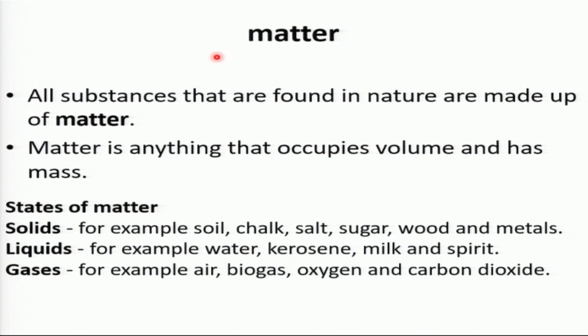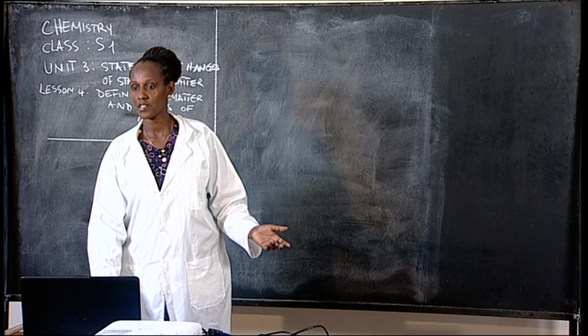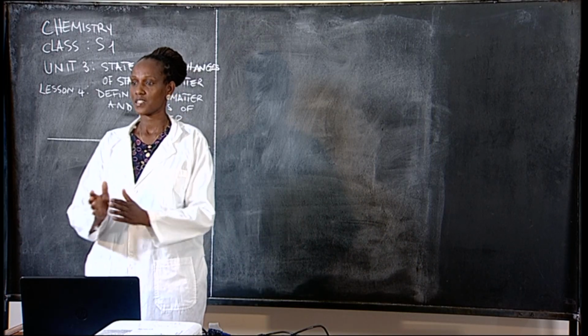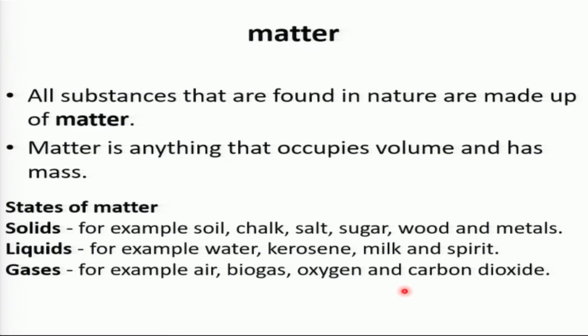What are some examples of substances in the liquid state? We can mention water, which is obvious, milk, spirit. Anything in liquid form, we say is in a liquid state. And gases: what are some substances we find in a gas state? We have air, biogas, oxygen, carbon dioxide. All those are examples of substances in a gaseous state.